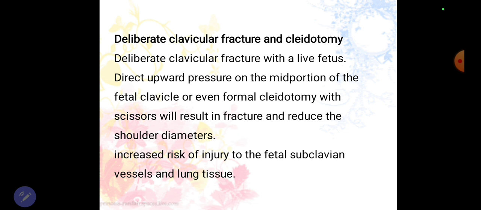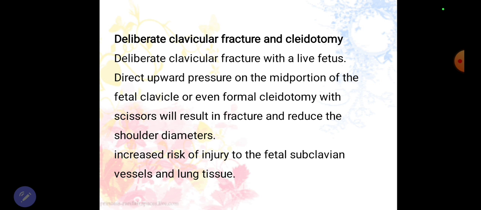Deliberate clavicular fracture or cleidotomy. Clavicular fracture with a live fetus is done by direct upward pressure on the mid portion of the fetal clavicle, or else cleidotomy by scissors, but cleidotomy is for a dead fetus. With a live fetus, they do clavicular fracture by pressure. The pressure is on the mid portion of the clavicle to avoid the subclavian vessels.